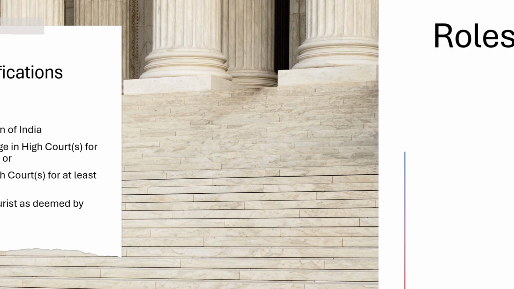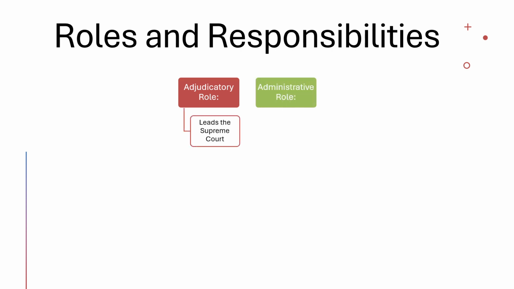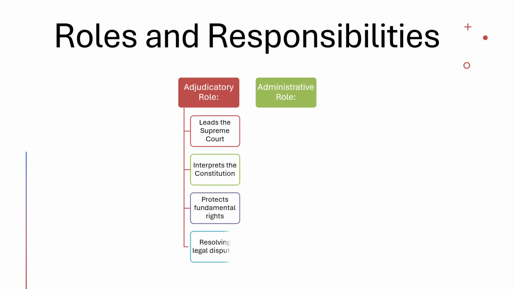Finally, the President can appoint someone as the Chief Justice of India if they are considered a distinguished jurist. The Chief Justice of India fulfills two major roles, adjudicatory and administrative. In their adjudicatory role, they lead the Supreme Court in interpreting the Constitution, protecting fundamental rights and resolving legal disputes. They also preside over important cases and deliver judgments.